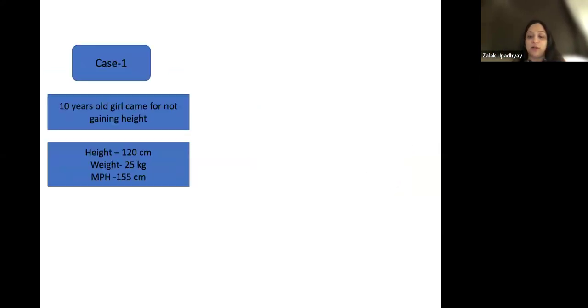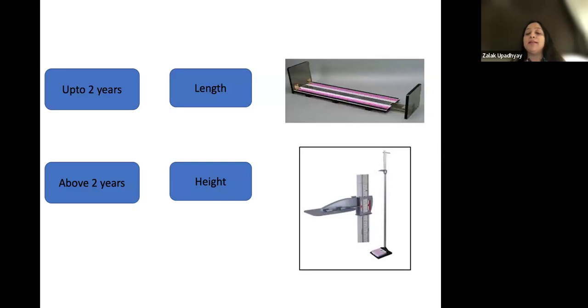So when we talk about the measurement of height, up to 2 years, it is length. As I said, even if the child can stand, it is length and not the height. So supine, and an infantometer should be used. Every setup should have an infantometer. I have shown here in the picture where one end is fixed, where there is the head of the child. The child lies down. Here there are feet, and then this is movable. You move it, and then once the child is positioned, you look at what centimeter is the length of the child. So this is the length.